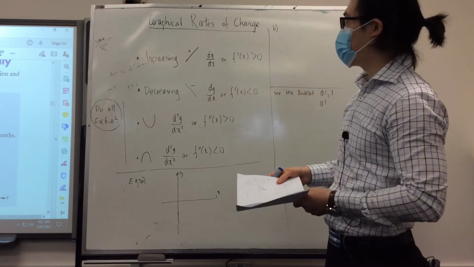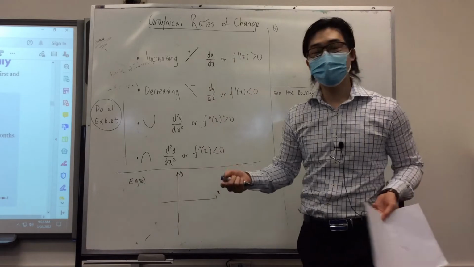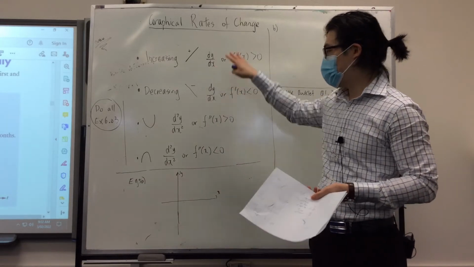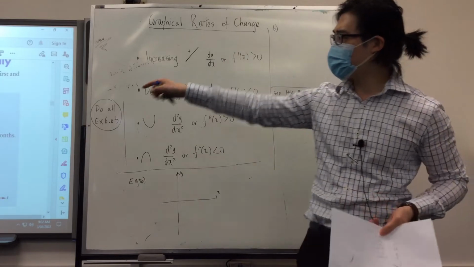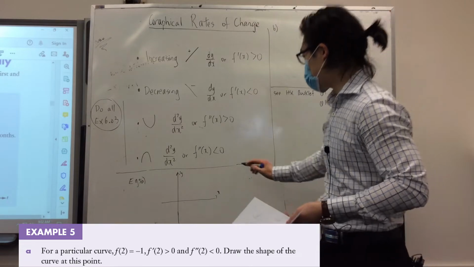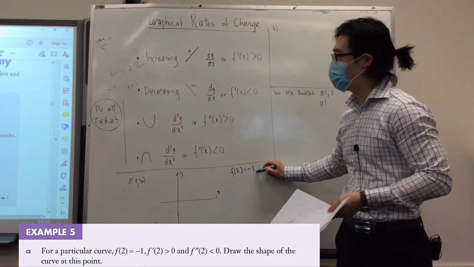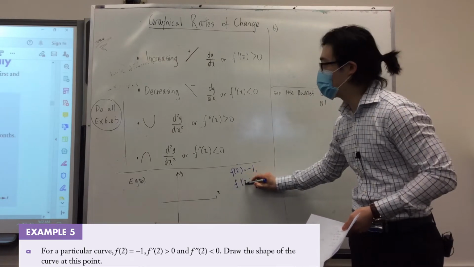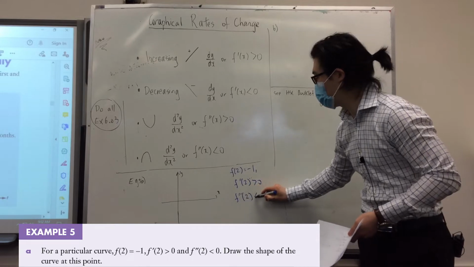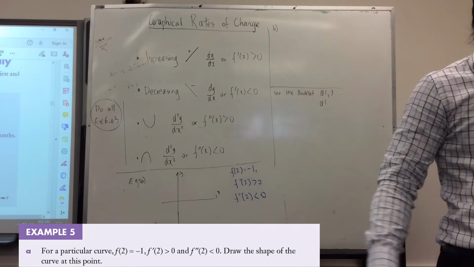So let's go through summary points here. As we know, if a graph is increasing, the gradient or these signs are bigger than 0, and so on. Now let's have a look at example 5. It says for a particular curve, you've got f of 2 is equal to minus 1. You've got f dash at that point bigger than 0, and you've got f double dash at that same point is less than 0. They want you to draw the shape of the curve at that point.